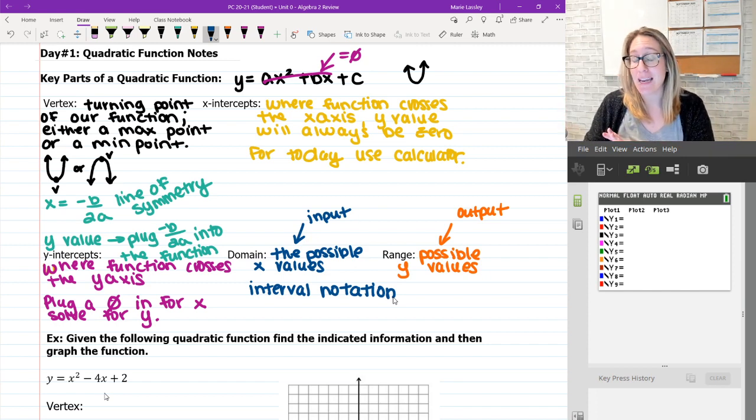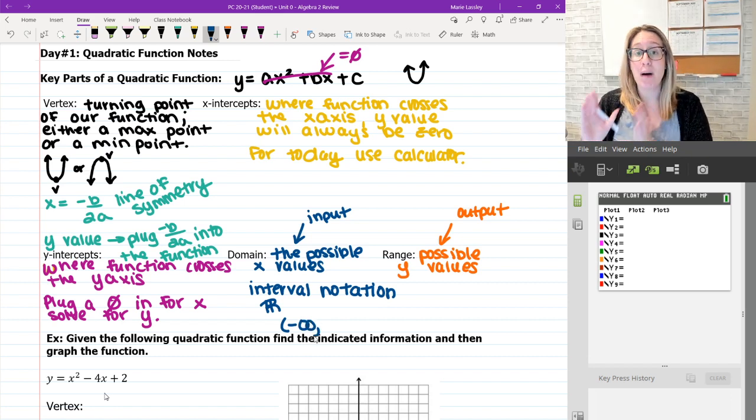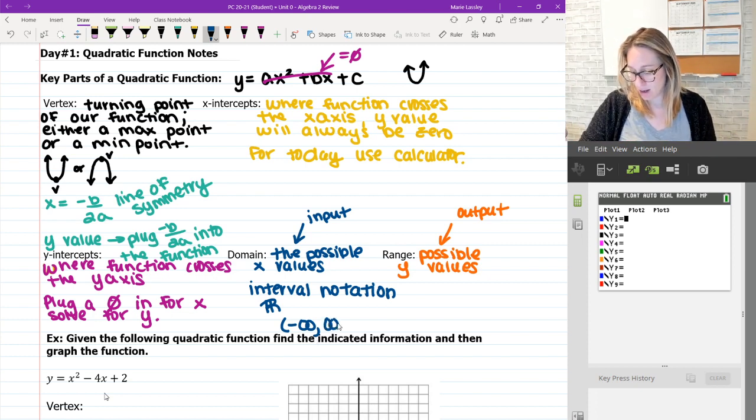So for domain, you guys are probably used to writing like all real numbers, right? So the symbol for all real numbers is like this fancy R. I don't want you to write it like that because we are going to try and get into the habit of using this interval notation. So you would write it using parentheses like this. You would say it goes all the way from negative infinity, comma, to positive infinity, because that includes all of the numbers.